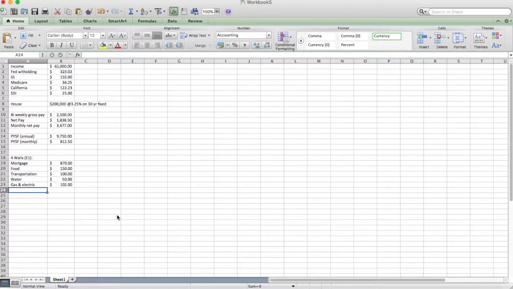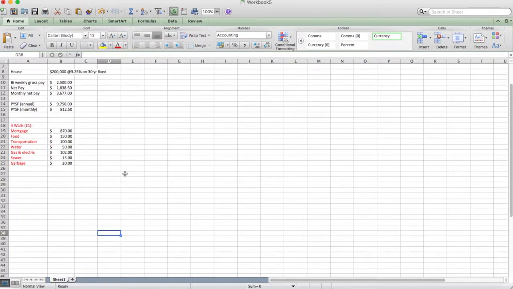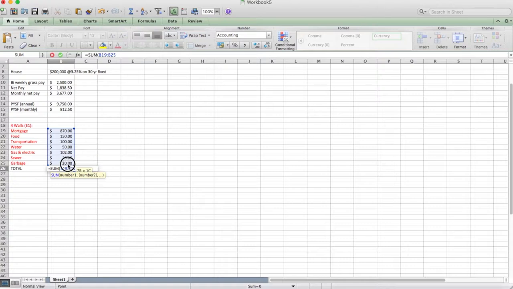It's a bit higher than mine right now, but the sewer is 15. And let's do garbage at 20. I'm going to grab all these. It'll be red down here. Total. And let's add everybody up.